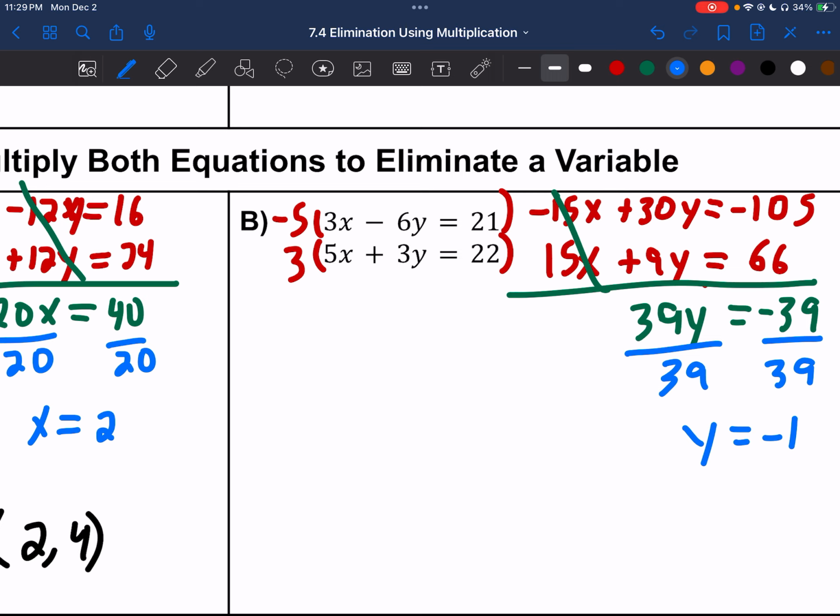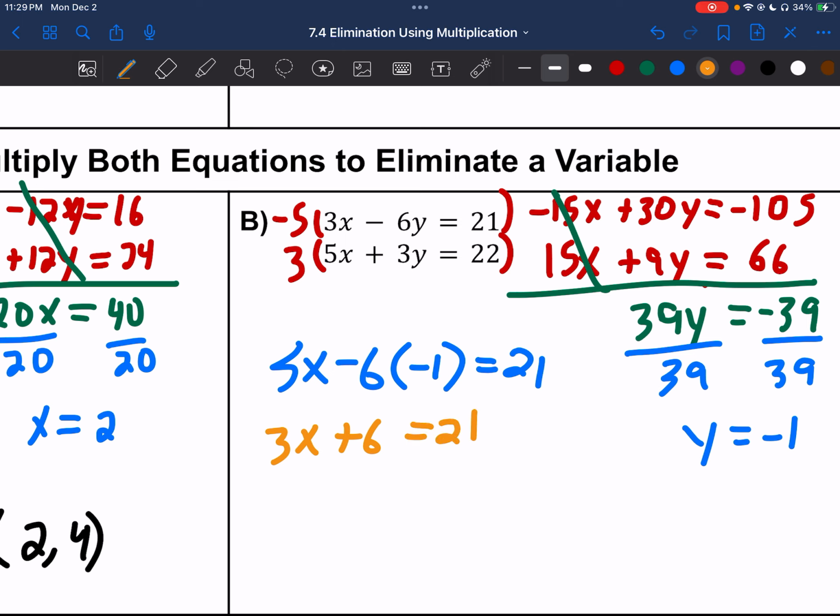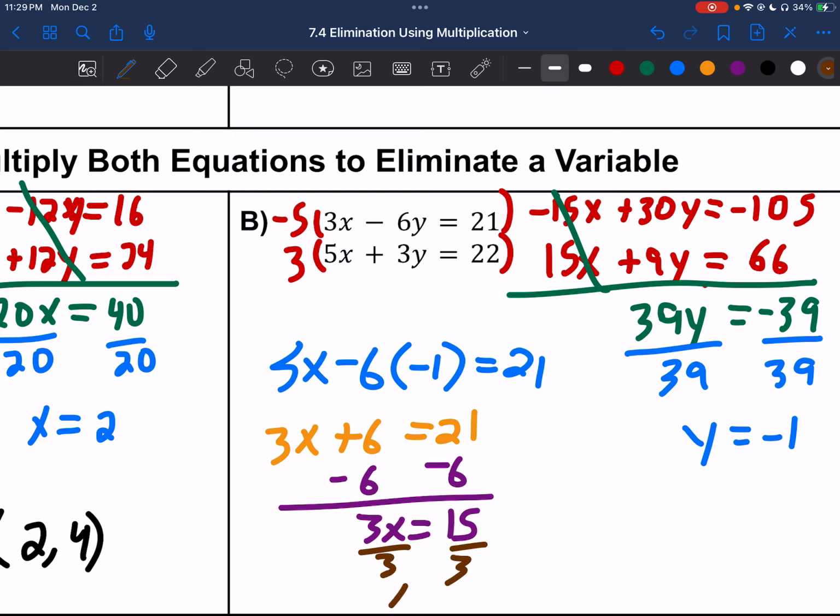I'll use the top equation. So we have 3x minus 6 times negative 1 equals 21. Multiply that out. 3x plus 6 equals 21. Subtract 6 from both sides. 3x equals 15. And lastly, divide by 3. x equals 5. So we have 5, negative 1 is our ordered pair.